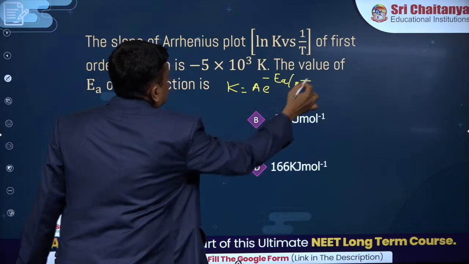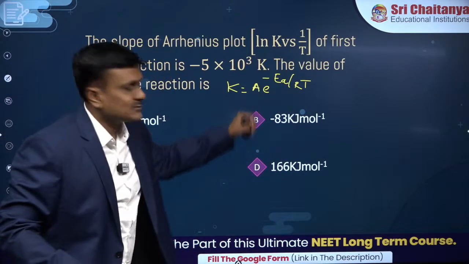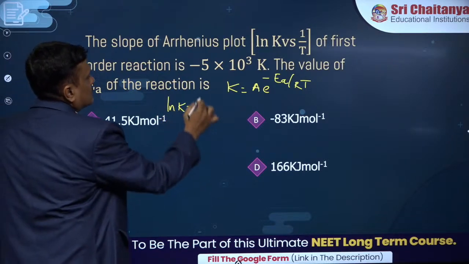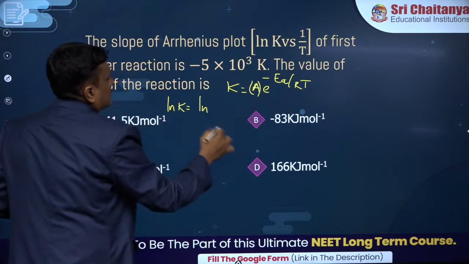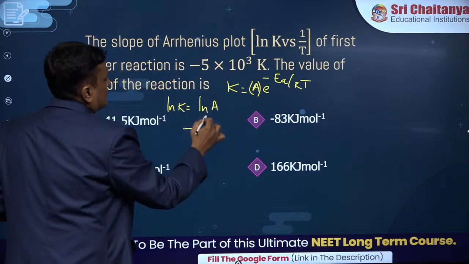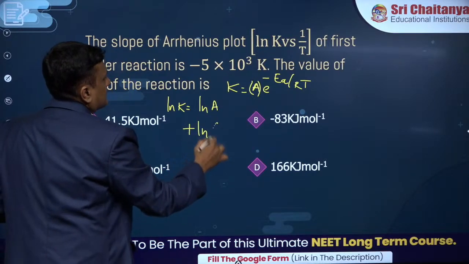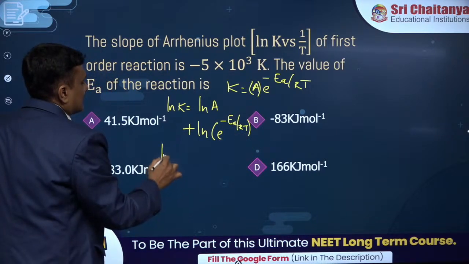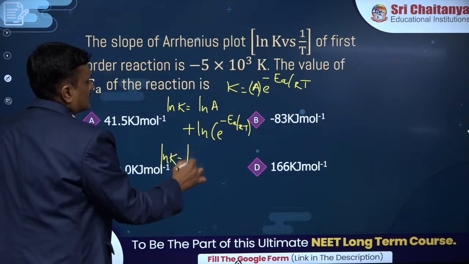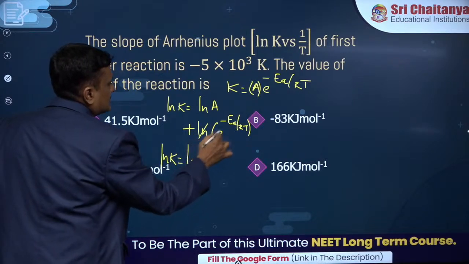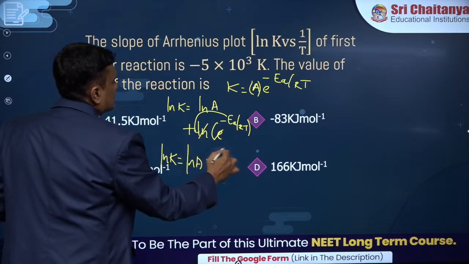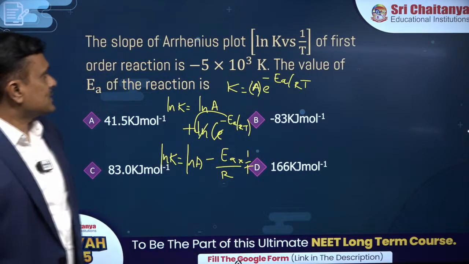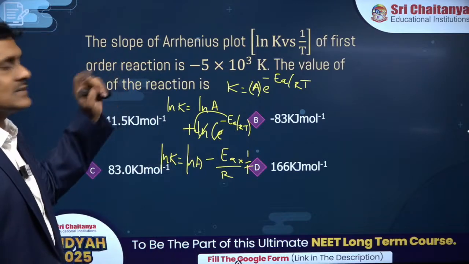when I am applying the logarithm on both sides, because there is an exponential term, it will become anti-log when it comes this side. Natural logarithm of a into b is natural logarithm of a plus natural logarithm of b. You have studied this integrated form. So when you are writing natural logarithm of k equal to natural logarithm of A, you know that this gets cancelled and this comes over here, minus Ea by R into 1 by T. So this is the expression which has to be compared with the data which is given to us.